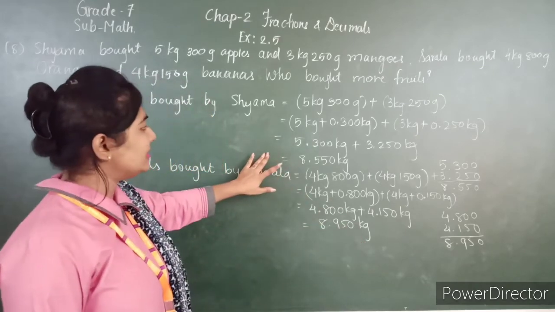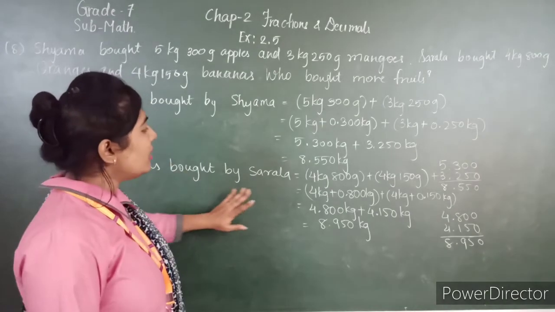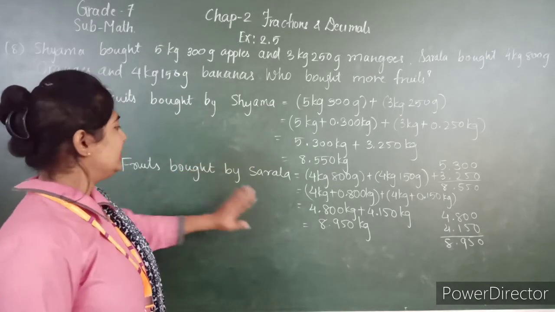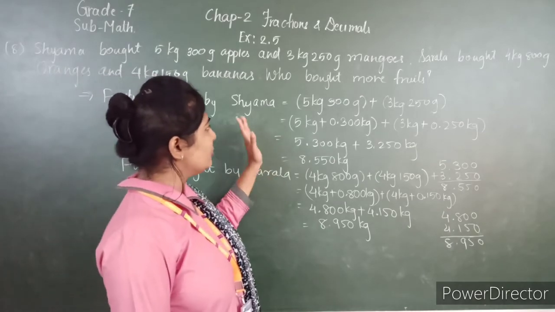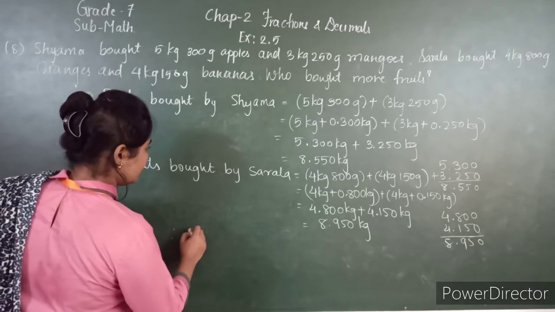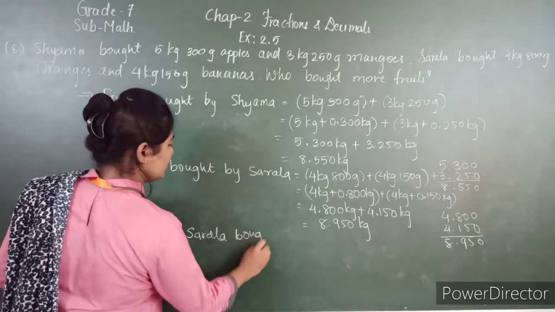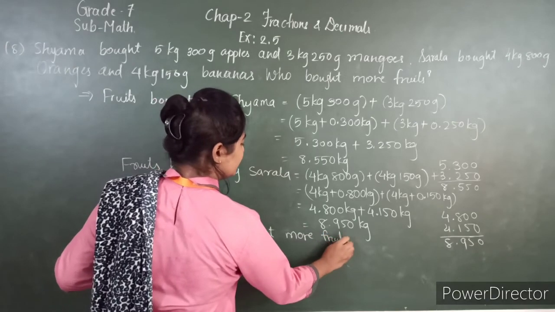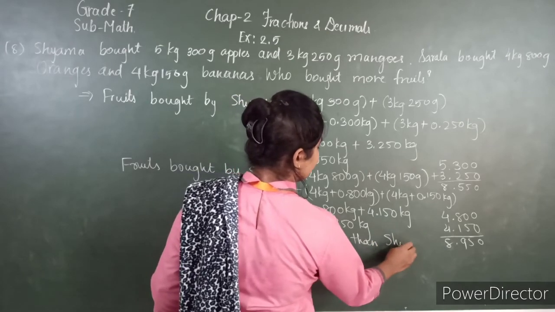So if you compare the fruits bought by Shama and Sarla, here Sarla bought more fruits than Shama. So from this we can conclude that fruits bought by Sarla is more as compared to Shama. So therefore Sarla bought more fruits than Shama.